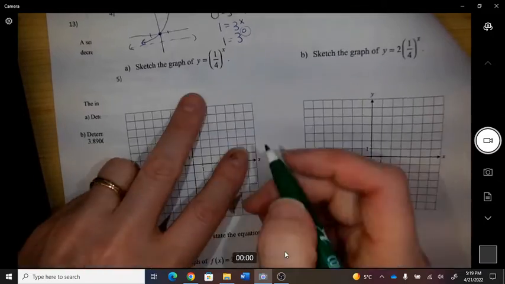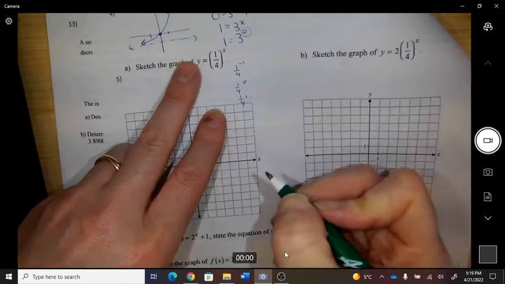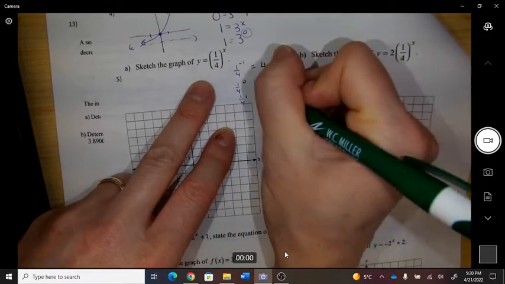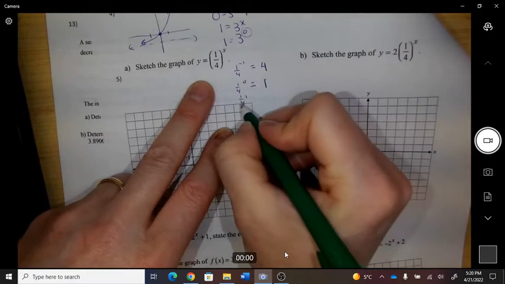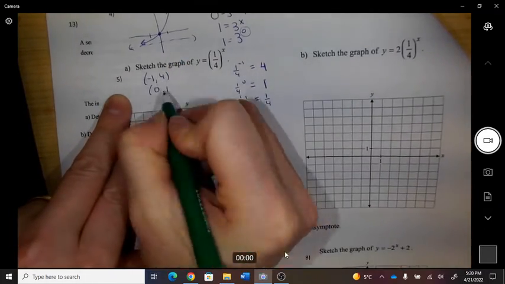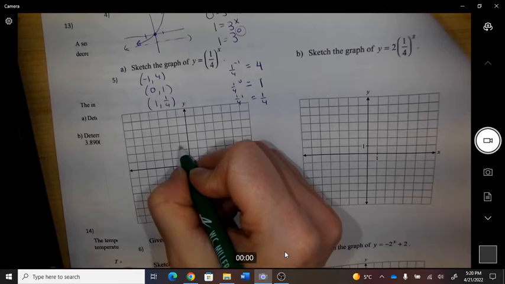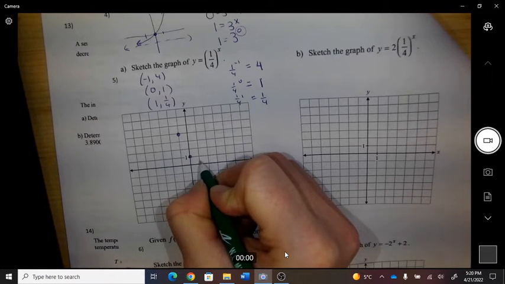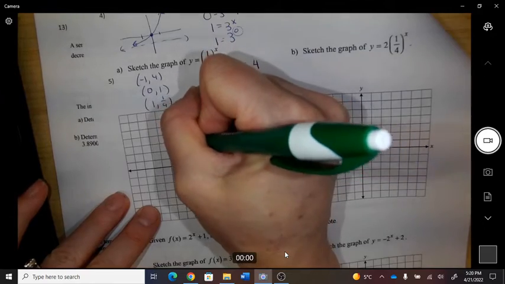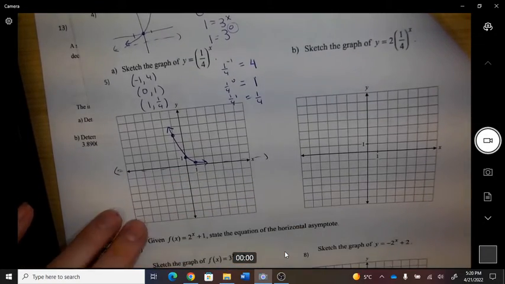Okay, sketch this graph. So I'm going to do 3 basic points. So a quarter to the negative 1 is, I flip, so that turns to a 4. Anything to the 0 is 1. A quarter to the 1 is a quarter. So my points are negative 1, 4, 0, 1, 1, 1/4. I know that it's going to be decreasing because my base is something that's smaller than 1. And the asymptotic behavior is y equals 0.